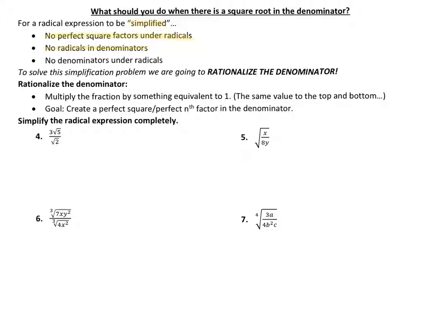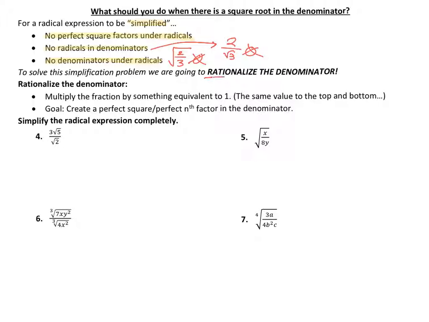Now this last one says no denominators under radicals. That's a little confusing. That means that I shouldn't have a large radical with a fraction still inside, as well as this second one means I shouldn't have any type of radical in the denominator at all. So both of those are not allowed.